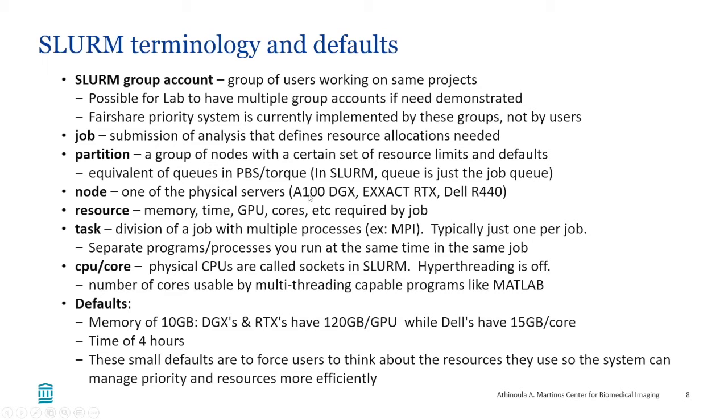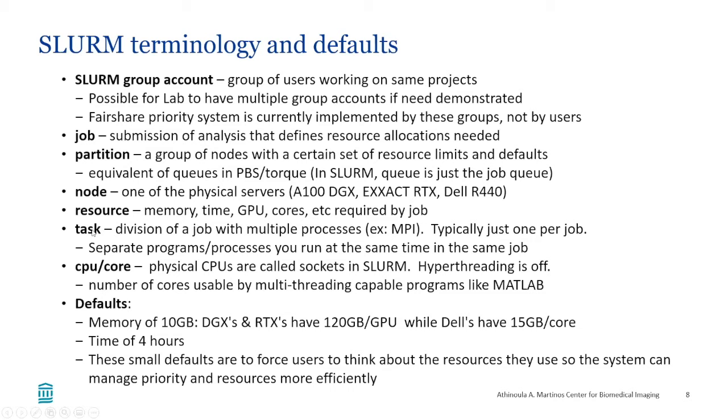Node, that's the same. That's one of those physical servers that we just talked about, the A100 DGX, the RTX boxes, the Dell R4 for the non-GPU jobs. Resources are memory, time, GPU, cores, etc., what's required for the job. And this is going to be more important to think about here with Slurm than it was with PBS, as they're making them mandatory, to really think about what you need more than we did on Launchpad.